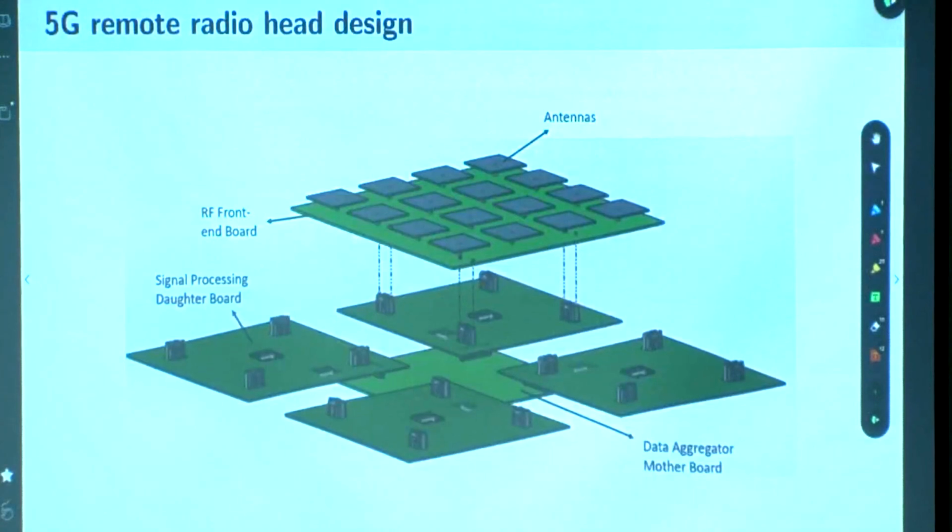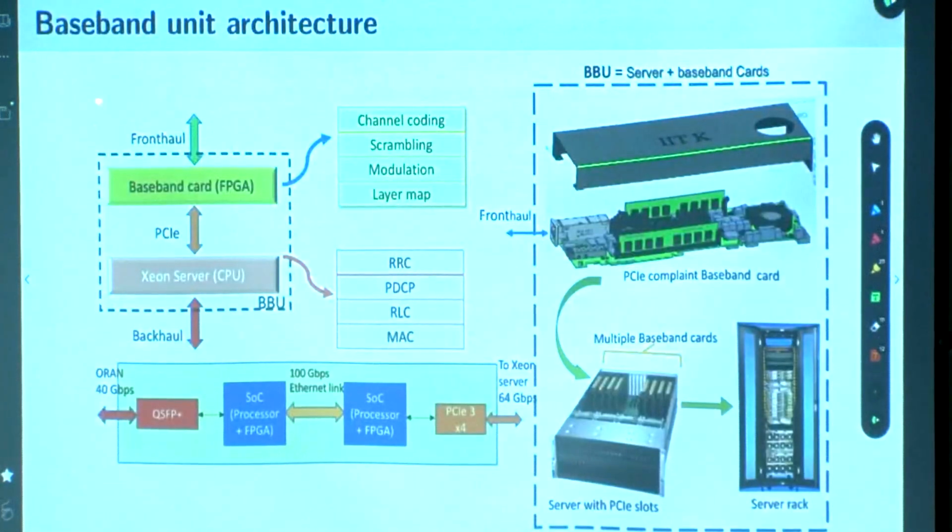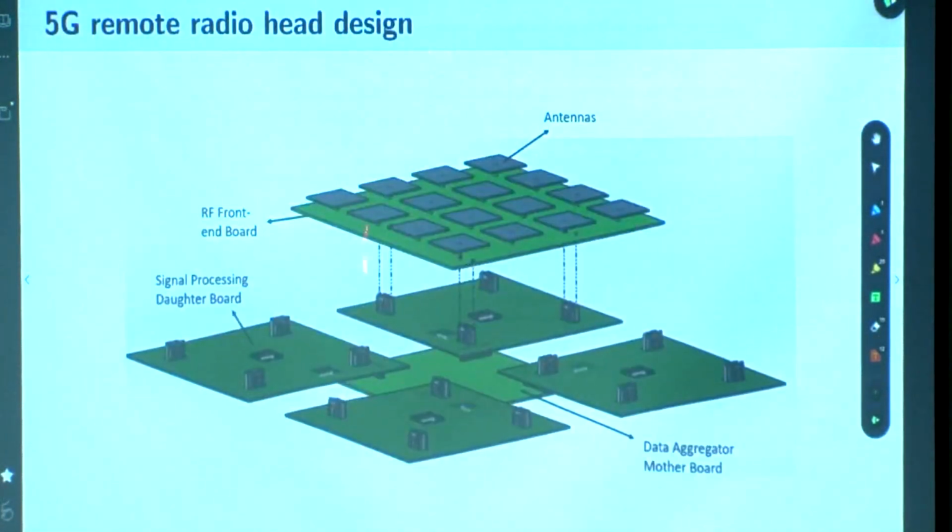Now you get this signal on the fronthaul to the RF. There's a massive antenna system. This is basically a 64 antenna system. These are called the daughter cards. Each of them does processing for 16 antennas, so there are 4 of them, 64. And this is another card which sits inside this, called the data aggregator card.